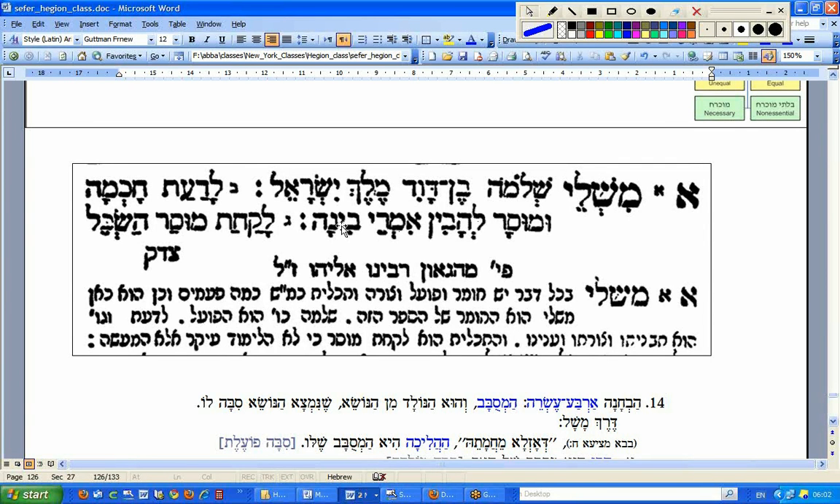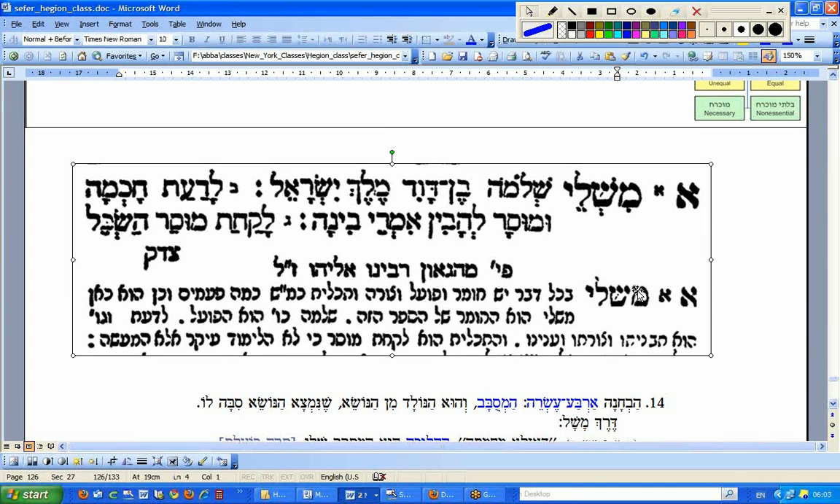La'avin imre vina, to understand the words of wisdom, understanding. Lekachas Musar Haskel, and to take an intellectual lesson of ethics. Okay, it sounds much better in Hebrew. Let's see. So this is the parasha going.